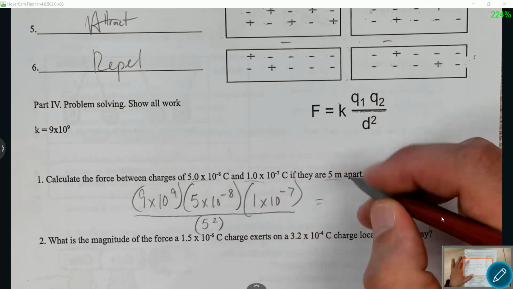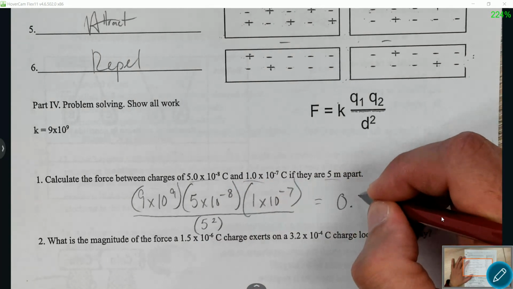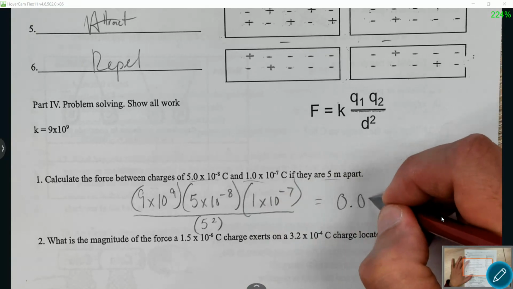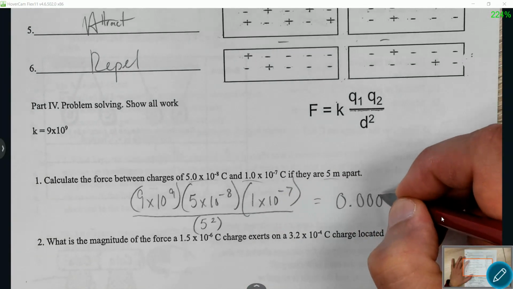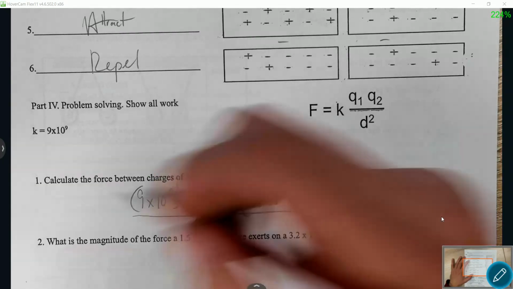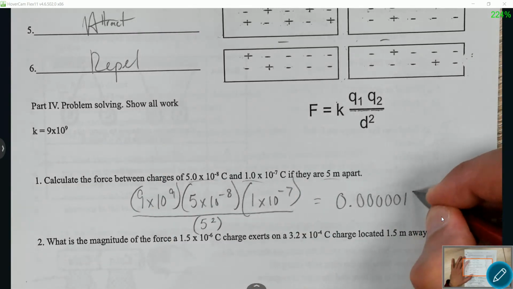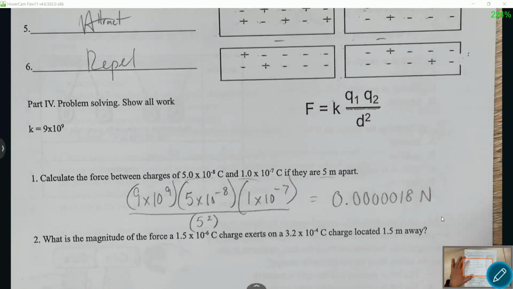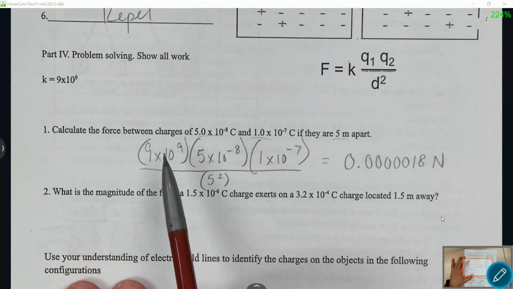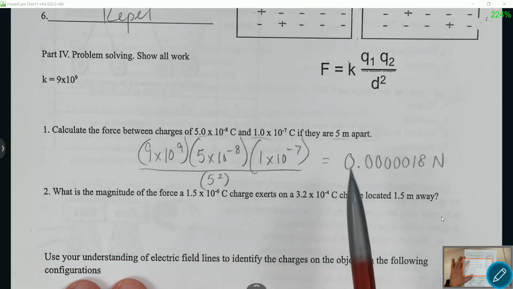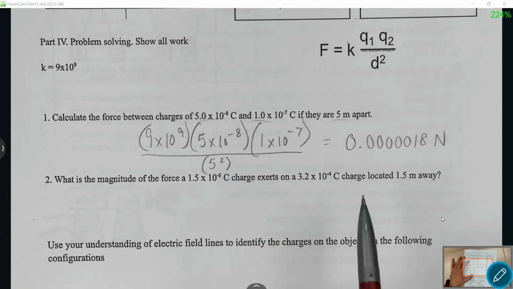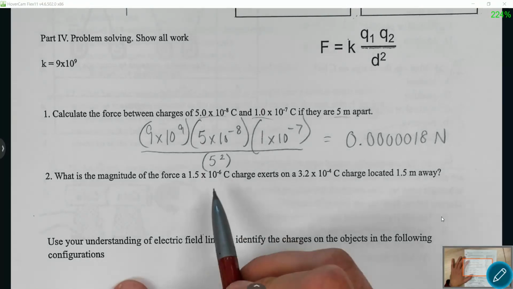When you throw that into your calculator, you're going to get a value of 0.1234518, and the unit will be newtons. Okay, so you need to make sure that you have the work shown and the correct answer with the correct unit. The unit will be newton because it's force.